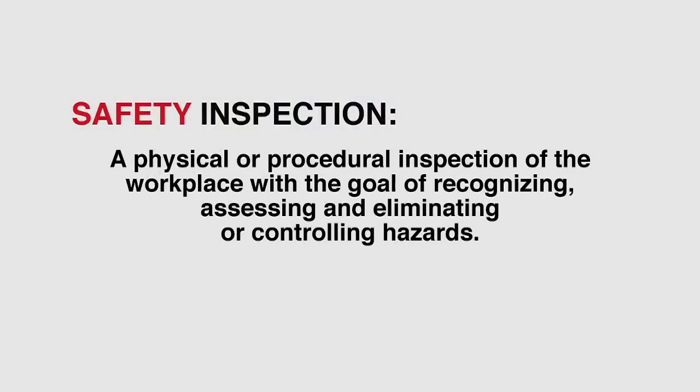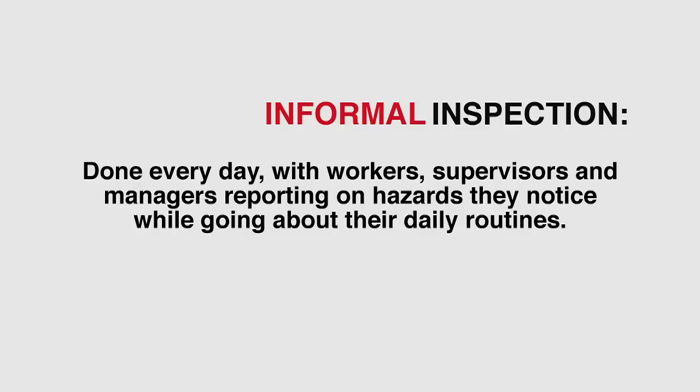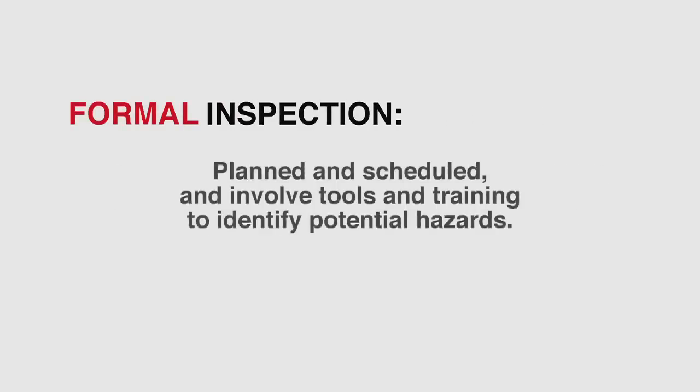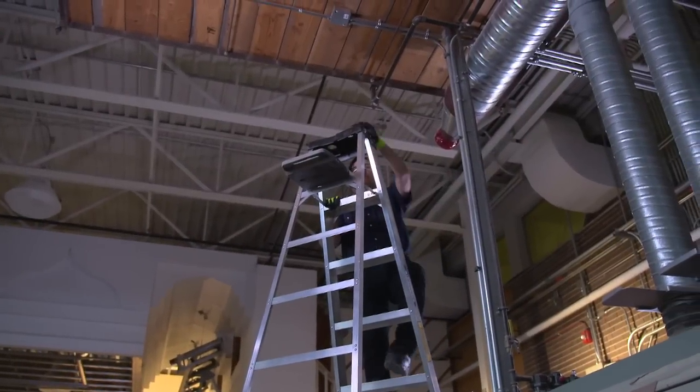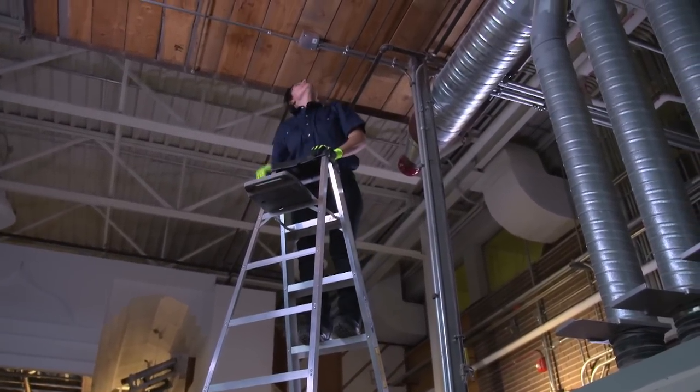A safety inspection is a physical or procedural inspection of the workplace with the goal of recognizing, assessing, and eliminating or controlling hazards. There are two kinds of inspections. Informal inspections are done every day, with workers, supervisors, and managers reporting on hazards they notice while going about their daily routines. Formal inspections, on the other hand, are planned and scheduled and involve tools and training to identify potential hazards. In this video, we are focusing on formal inspections.